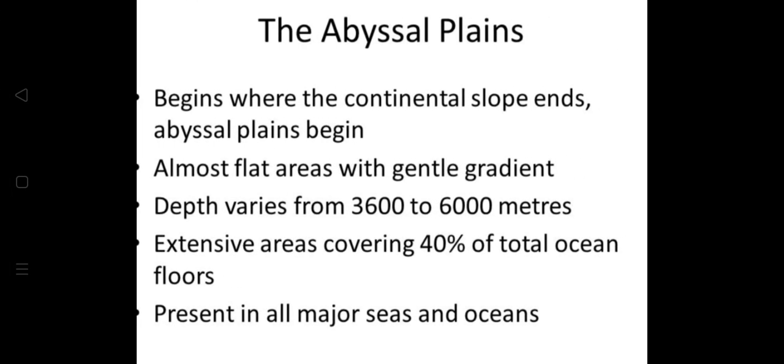Now, what more can we understand about the abyssal plains? It begins where the continental slope ends. See students, the continental shelf ends, the continental slope starts. The continental slope ends, the abyssal plain starts. Almost flat areas with gentle gradient. The depth varies from 3,600 to 6,000 meters. They are extensive areas covering 40% of total ocean floors. It's present in all major seas and oceans.